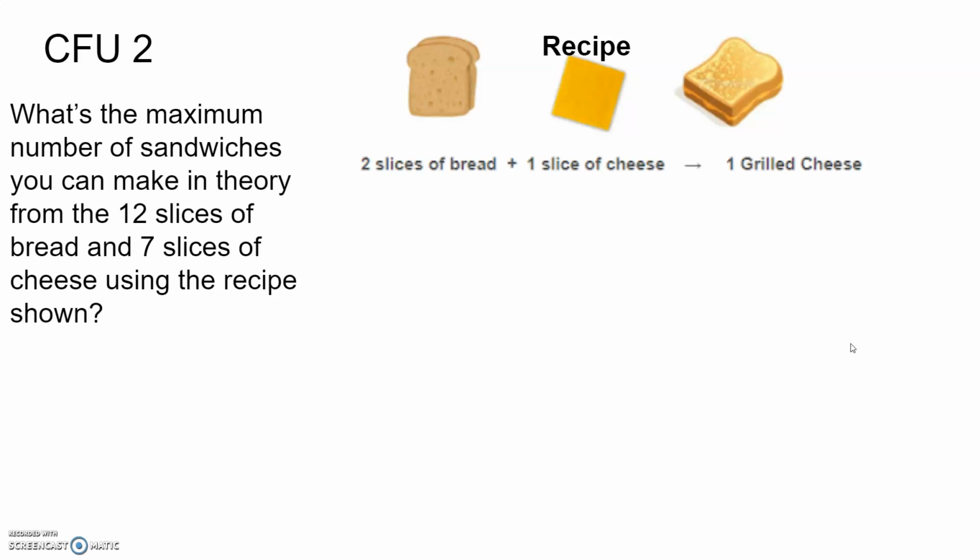All right, next CFU. What's the maximum number of sandwiches you can make in theory from the 12 slices of bread and 7 slices of cheese using the recipe shown? Pause the video now. When you press play again, the answer will be revealed.